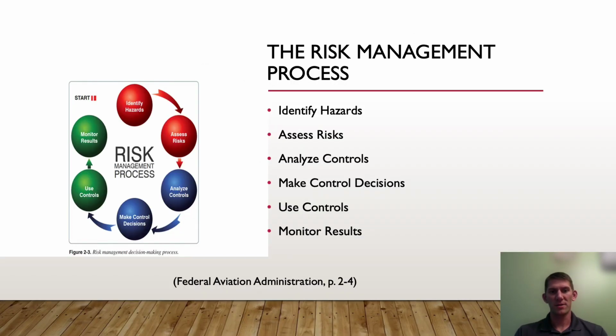These are the steps in order of the risk management process. The initial step is to identify hazards. So, for example, if we're going flying on a VFR flight and we take a look at the weather and it's forecasting some low ceilings that could be in the TAF for part of our flight, that could be a hazard that we may need to mitigate if we're planning a VFR flight.